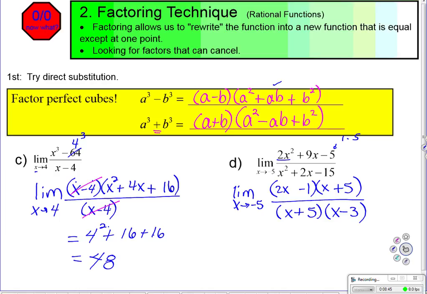Now, x plus 5 divided by x plus 5 gives me 1, and we will try using substitution. 2 times negative 5 minus 1 on top, negative 5 minus 3 on the bottom, negative 10 minus 1, negative 8. Final answer will be positive 11/8, because the negative over negative cancels.